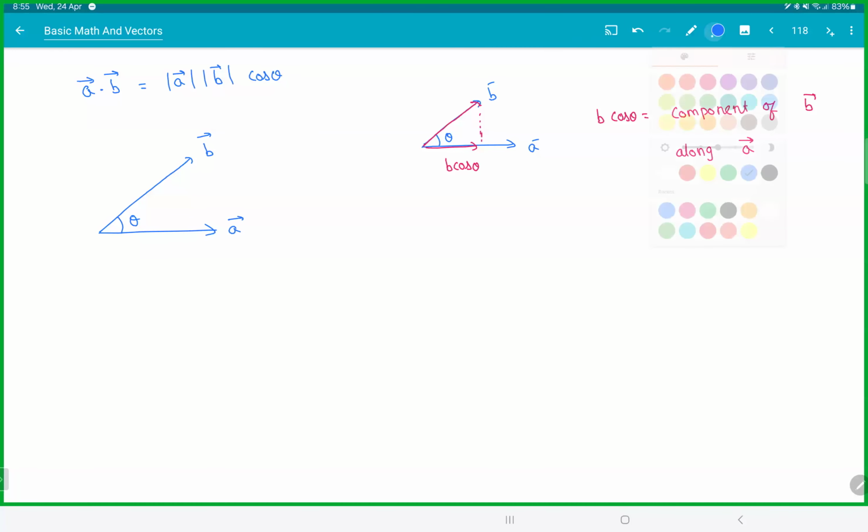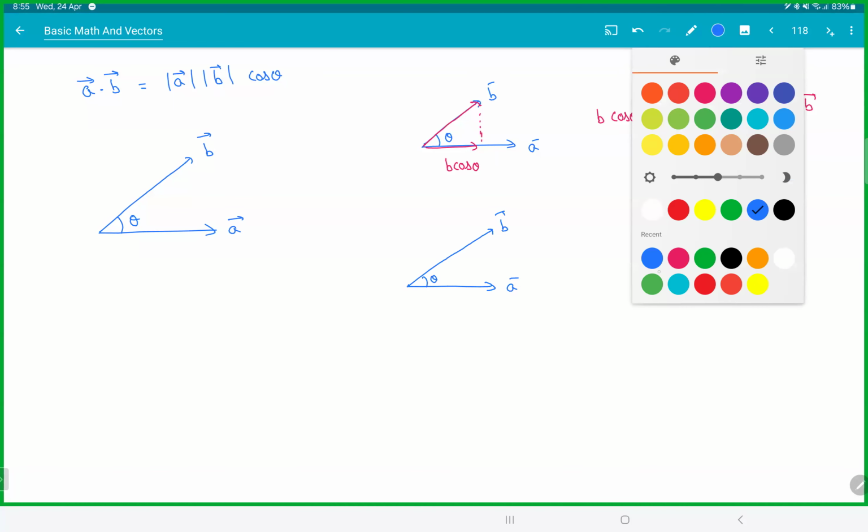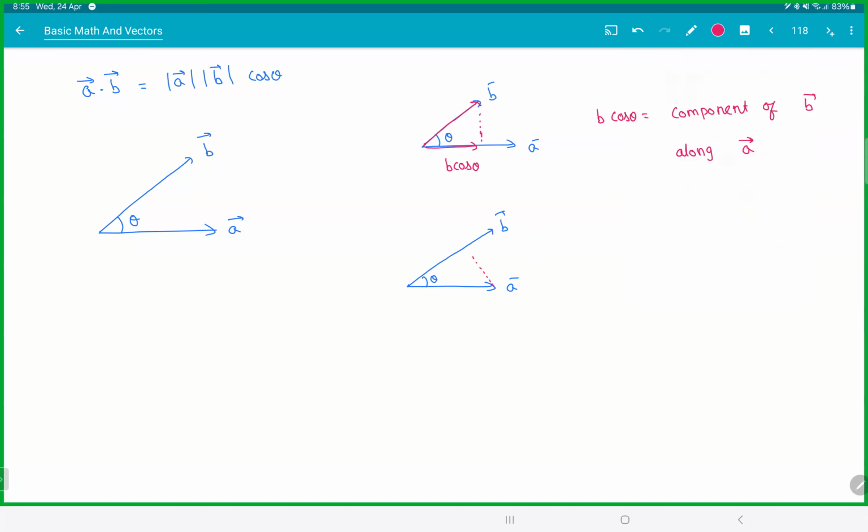Let me give you one more example. The same way, I could have done the other way also. If this is A bar and this is B bar and this is theta, if you drop this perpendicular onto B, this is A cos theta. A cos theta is a component of A bar along B bar. So basically, it tells you what is the effect of A bar in the direction of B bar.